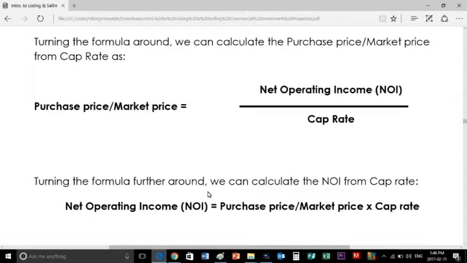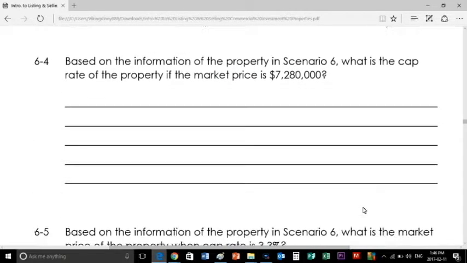Turning the formula around, we can calculate the purchase price, market price, from cap rate as purchase price slash market price equals the net operating income NOI over the cap rate. Turning the formula further around, we can calculate the NOI from cap rate. Net operating income NOI is equal to the purchase price over the market price times the cap rate.